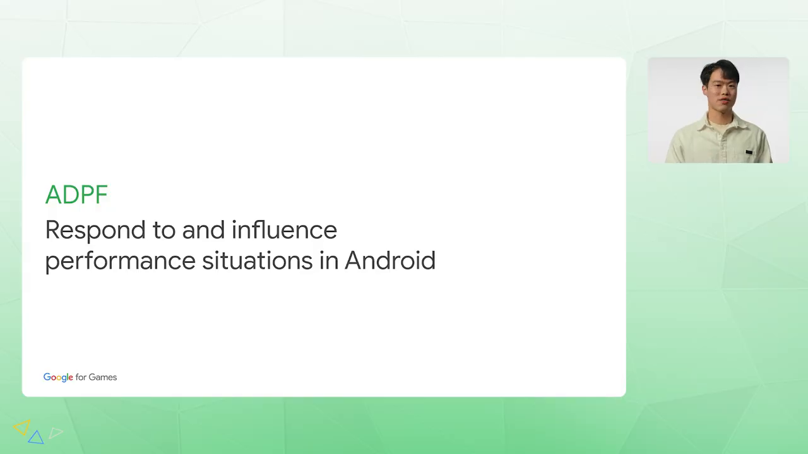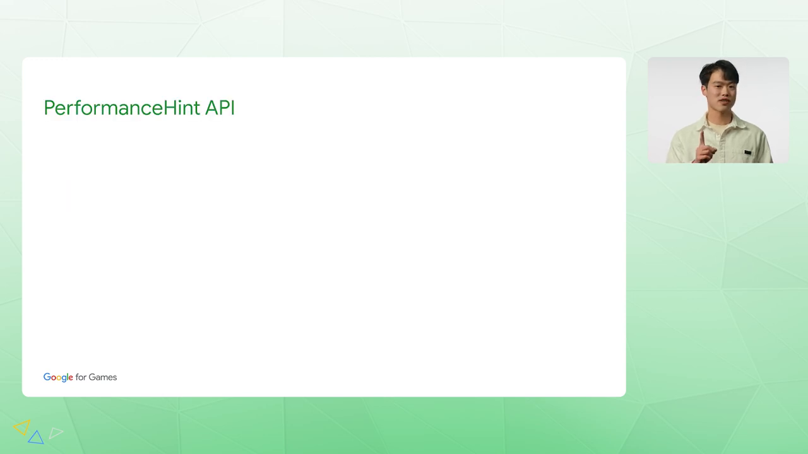Thank you, Scott. Hello, I'm Payong, and I'm going to walk you through our adaptability framework APIs. Let's start with ADPF. If you haven't heard about it, ADPF is a range of APIs that allow applications to respond to and influence performance characteristics in Android. Let's first take a look at the performance hint APIs.